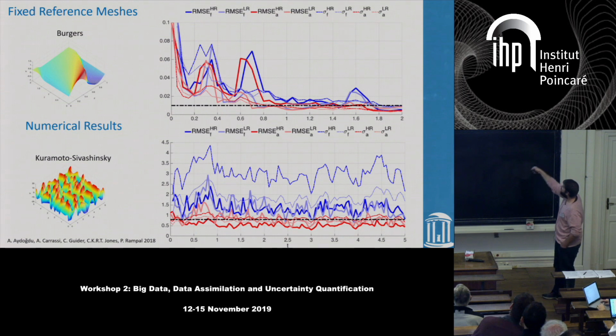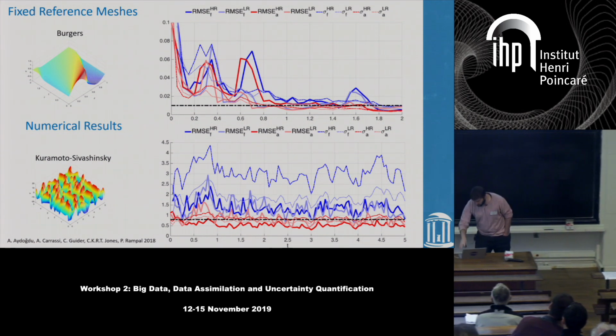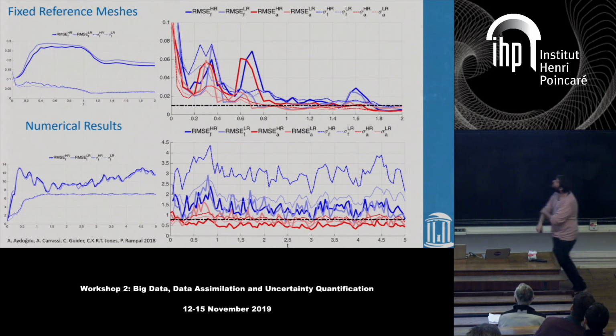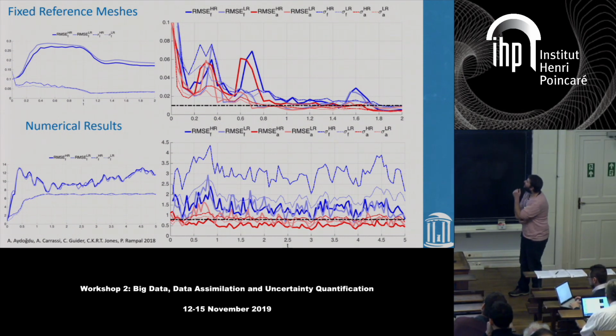Here are the results for Kuramoto-Sivashinsky. The high-resolution case does a pretty good job. Low-resolution case hovers around observational variance. But more importantly, these are both better than the free runs, right? If it weren't doing that, we're not doing anything right.